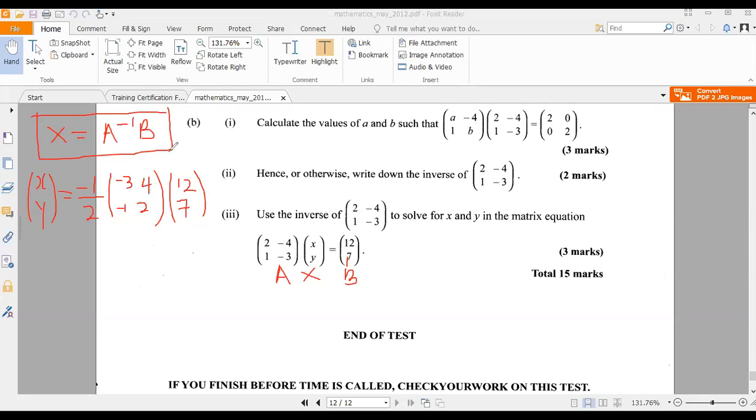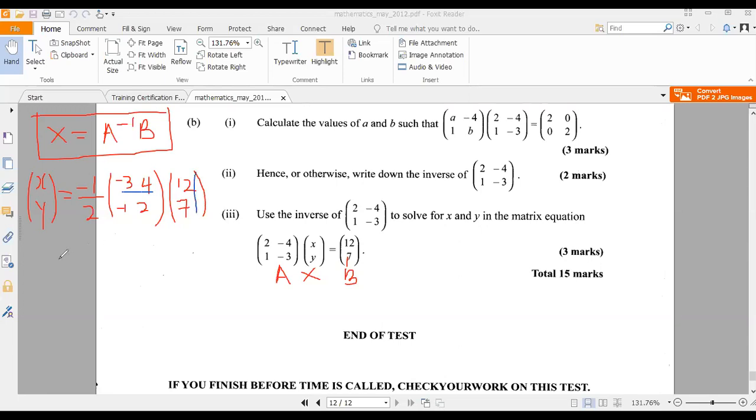Anyone? How will I work? I want to find the value of x and y. Talk to me, guys. What will I do? Multiply that bracket that you're pointing on with the other bracket, sir. Okay, so multiply row by what? By column. All right.